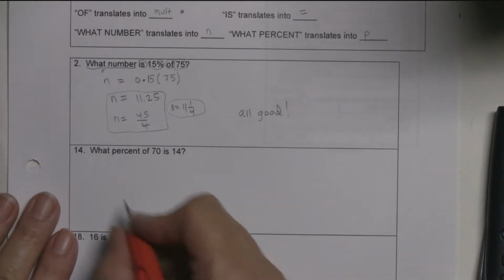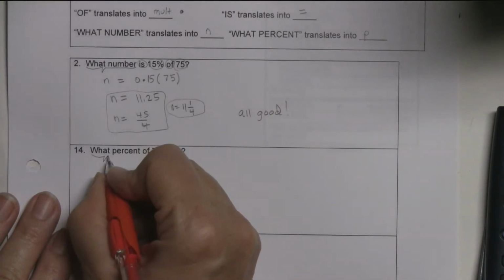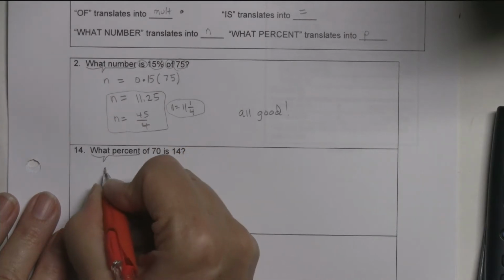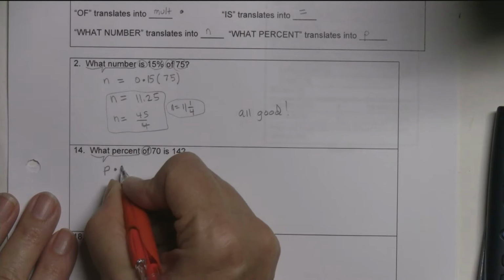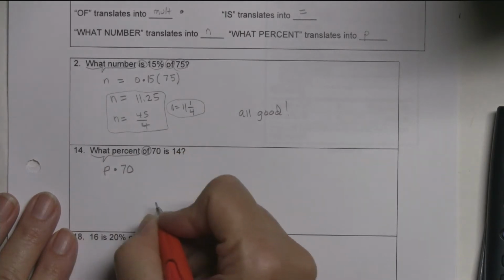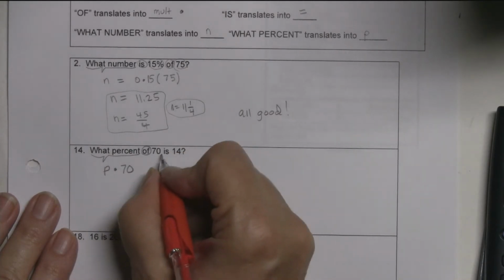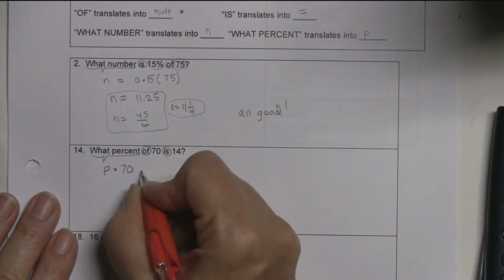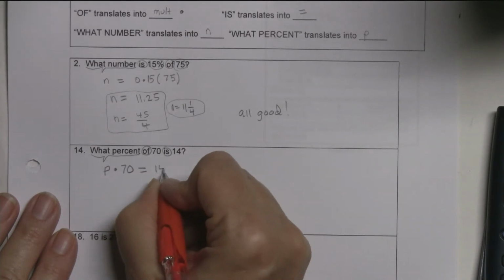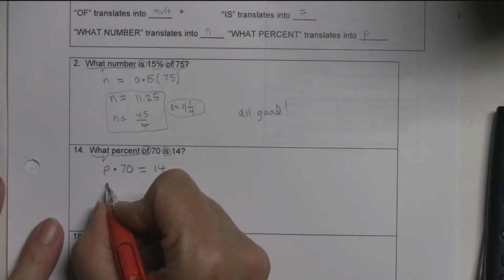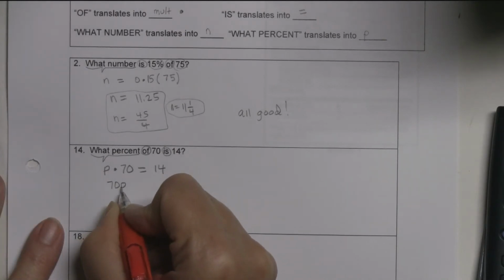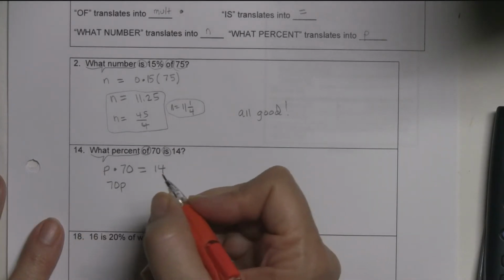Then here it says "what percent," so I'm going to put P, "of 70," so times 70. I don't have a decimal, so I'm going to use my times that way. "Is" equals 14. And then I'd like to solve for P. We don't normally have P times 70. What we're more used to is 70P. They mean exactly the same thing.